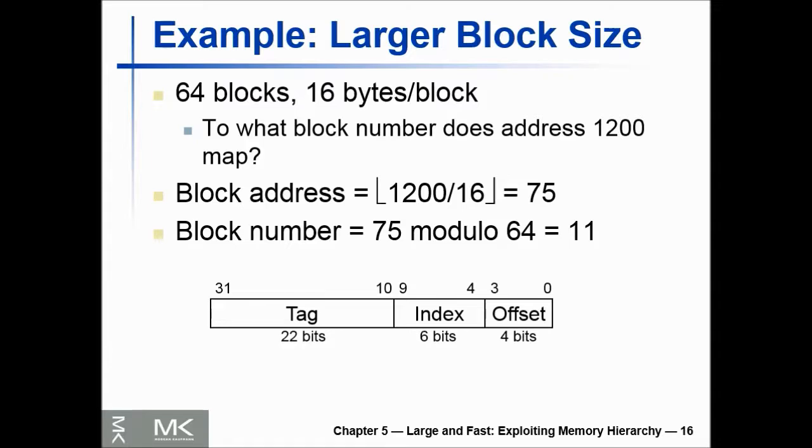So with 16 bytes per block, byte address 1200 has block address 1200 divided by 16, which is equal to 75, which maps to cache block number 75 modulo 64, equal to 11. In fact, this block maps all addresses between 1200 and 1215.